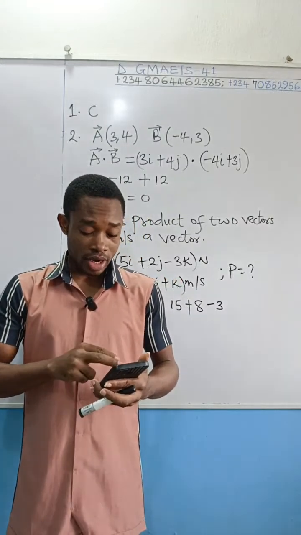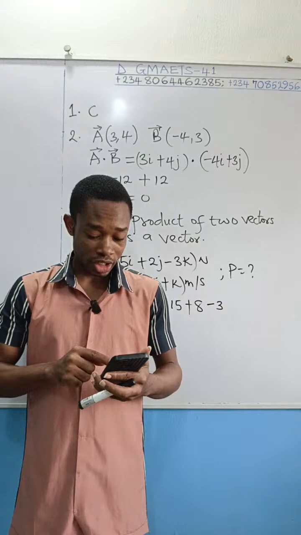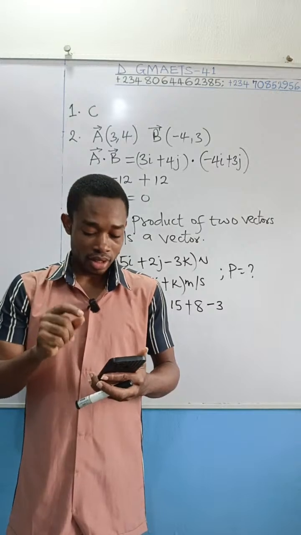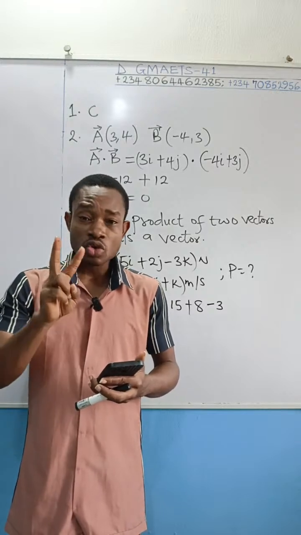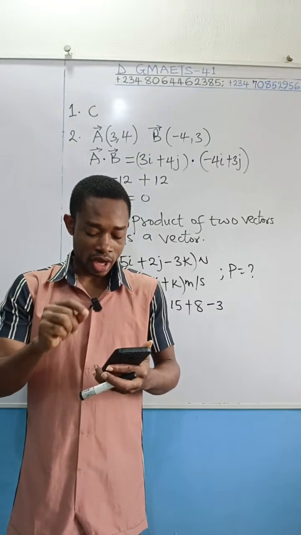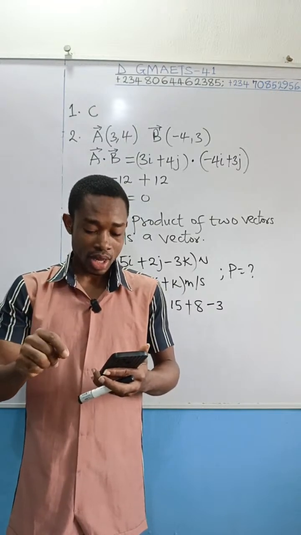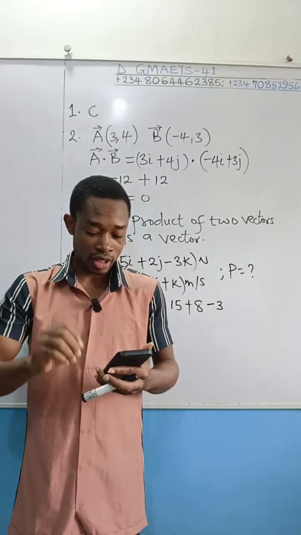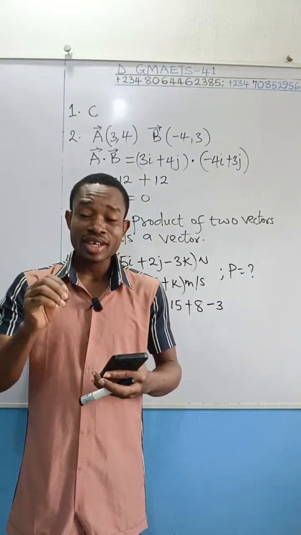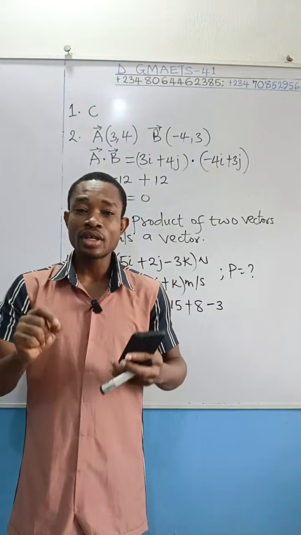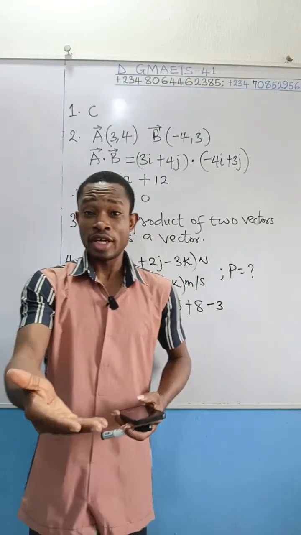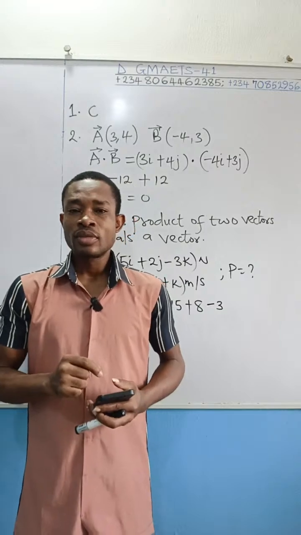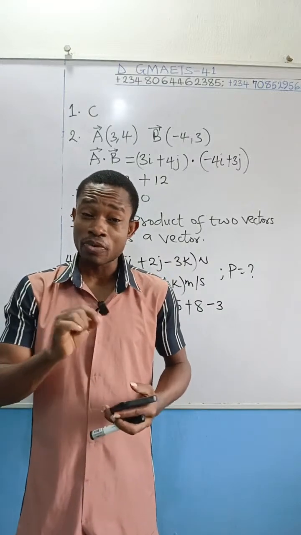All right, let us move on to the next question. We are looking at question number 5, and it reads, if A and B are two non-zero vectors, and their cross product is 0, what can be concluded? You know, in exam, your examiner will give you options.